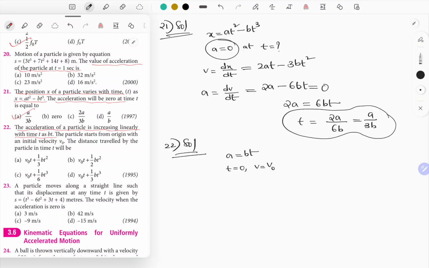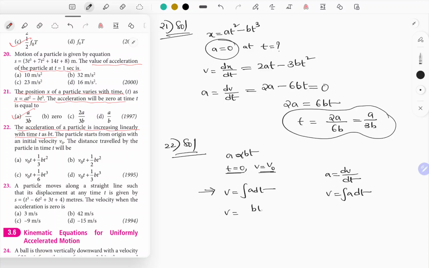This question is of a somewhat different model compared to previous questions. Let me answer. At t is equal to 0, what's the velocity of the object? v naught. They said the acceleration of the particle is increasing linearly with time as bt. That means a is proportional to bt. Okay, super. So to find out velocity, what should we do when acceleration is given? Acceleration is equal to dv by dt, then v is equal to integral a dt. That's what we have to do, right? Whenever they have given acceleration, we can find out velocity by integrating that acceleration with respect to time. That is, v is equal to integral a dt.